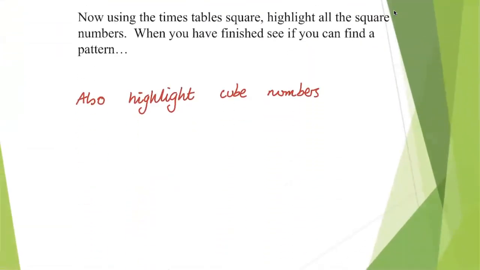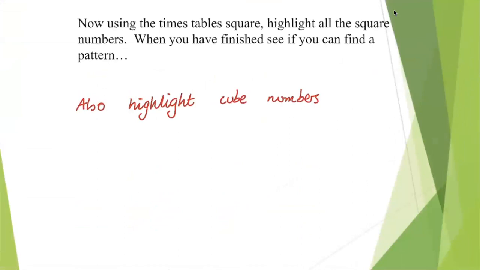Okay, so what I'd like you to do, you've got a times table square somewhere on your table or maybe at the front. And what I want you to do is, using that times table square, I just want you to highlight all of the square numbers you can find. Do that in one color. If you finish that, you should notice a pattern. If you finish that, you can also highlight all of the cube numbers, make that a different color.